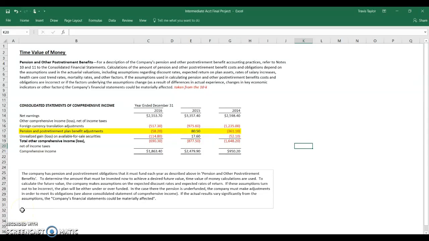One example of the time value of money concepts that are used in the book that were also found in the financial statements, and could be important to the company in the future, are pension and other post-retirement benefits. The company has obligations for various pension funds, and to determine the amount they should contribute each year in order to attain the desired future value, they use the time value of money calculations as described in the book. In order to make those calculations, they make some assumptions in terms of the discount rates and the expected rates of return over time.